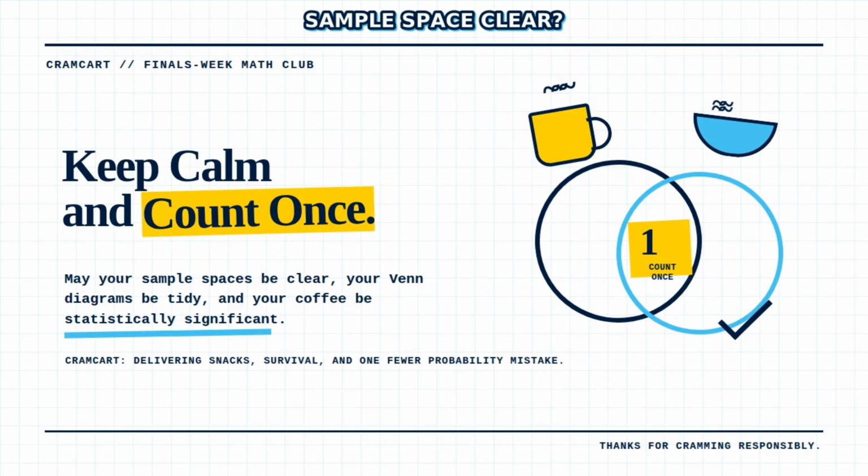That is the whole CramCart survival kit. Keep your sample space clear, read union as or, intersection as and, count the overlap exactly once. May your Venn diagrams be tidy and your coffee statistically significant.